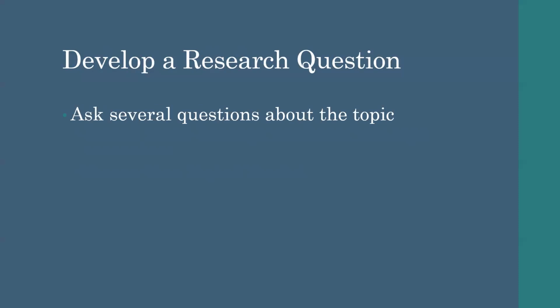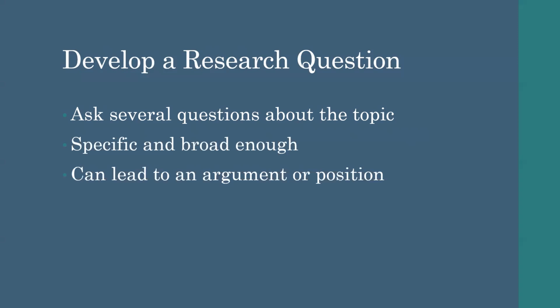The next step is to formulate your research question. This will guide you in your research and writing. Using the background information you have found and your own knowledge, ask several questions about your topic and choose one that interests you. It needs to be specific enough to provide a narrow focus to your topic, yet broad enough to warrant a paper or project about it. If needed for your purpose, a good research question will often lead to an argument or position.